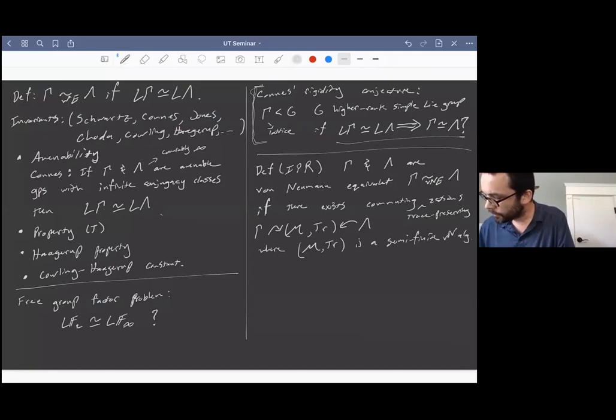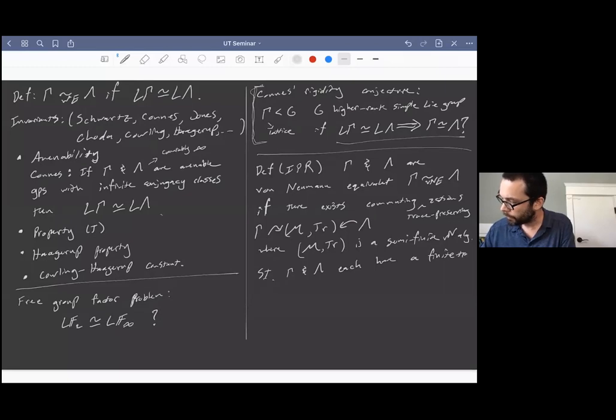And this is such that I want in some way to say that the action of Gamma is trivial, or to say a fundamental domain. So that's exactly the definition, and then I'll explain what I mean by a fundamental domain, such that Gamma and Lambda each have a finite trace fundamental domain.